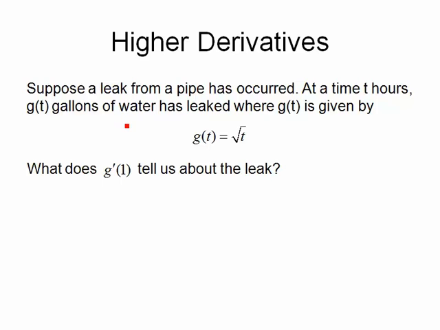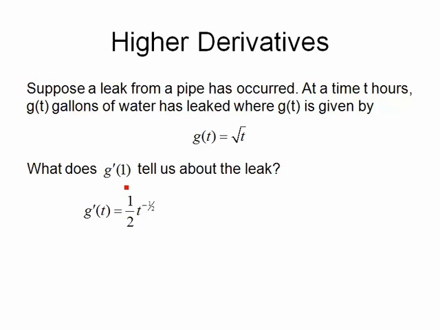Suppose a leak from a pipe has occurred. At a time t hours, g of t gallons of water has leaked, where g of t is given by the function g of t equals square root of t. What does the first derivative of g, evaluated at 1, or g prime of 1, tell us about the leak?